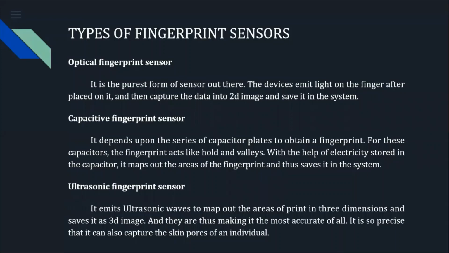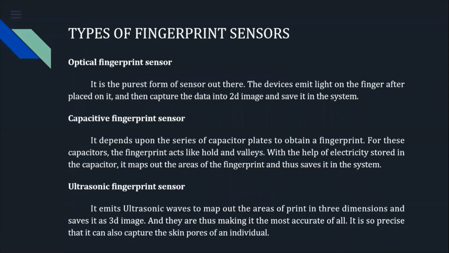Types of fingerprint sensor: optical fingerprint sensor, capacitive fingerprint sensor, ultrasonic fingerprint sensor. First, the optical fingerprint sensor is the purest form of sensor out there. The device emits light on the finger after it is placed on it, and then captures the data as a 2D image and saves it in the system.